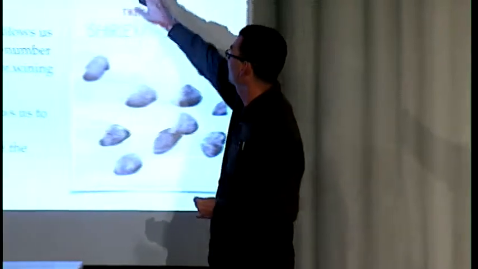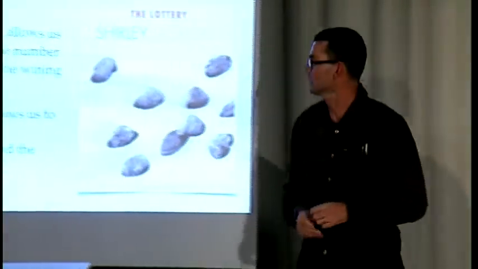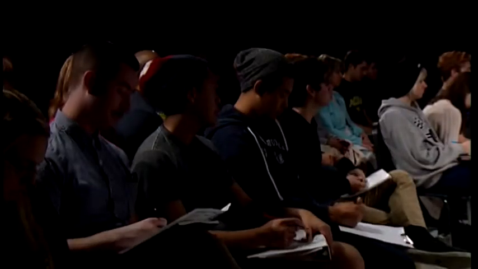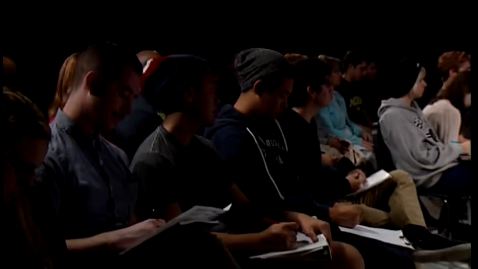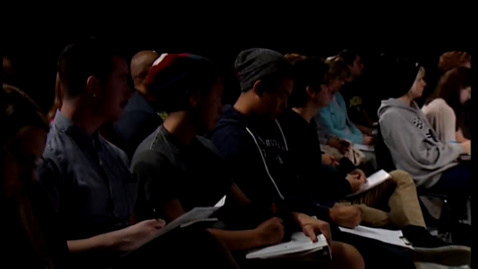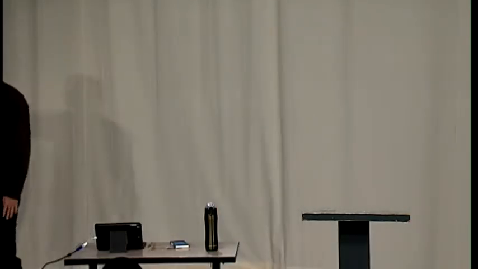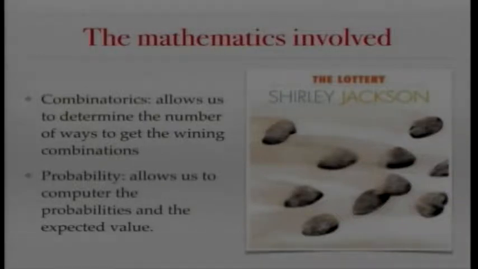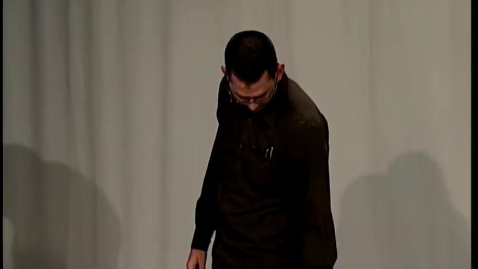So what's the mathematics that we use? Well, combinatorics allows us to determine the number of ways of getting the winning combinations. And then probability allows us to compute the probabilities and the expected value. So the previous thing we looked at, our example with the Alzheimer's, that was some math. You have to have at least grad level math to get through there. This is just Moorpark College stats, no calculus math, right? Just very basic in a good way.